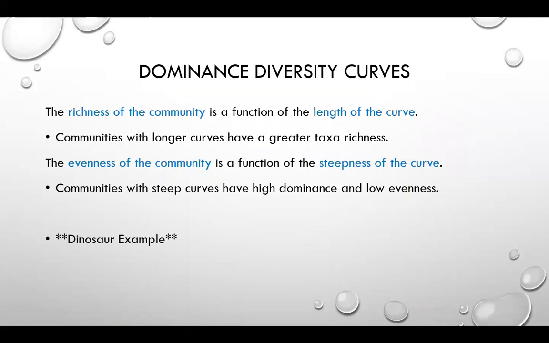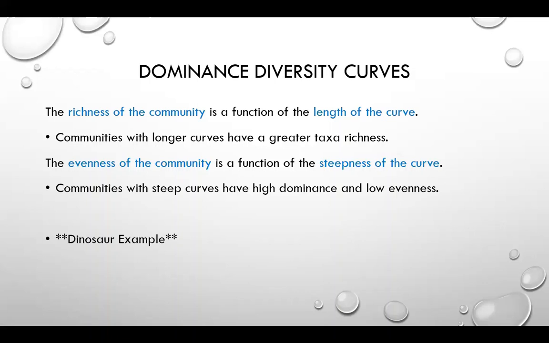If a community is very rich, it has a longer curve, which means more taxa are represented. There are more taxa present. And then the evenness of the community refers to how many individuals make up each taxa. How highly dominated is a system by 1 to 2 to 3 taxa versus a more even spread of individuals across more taxa, say maybe 1 to 5 taxa.